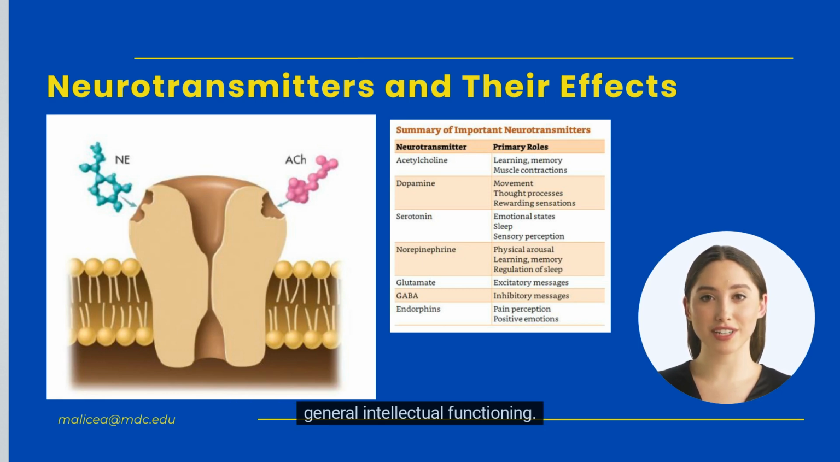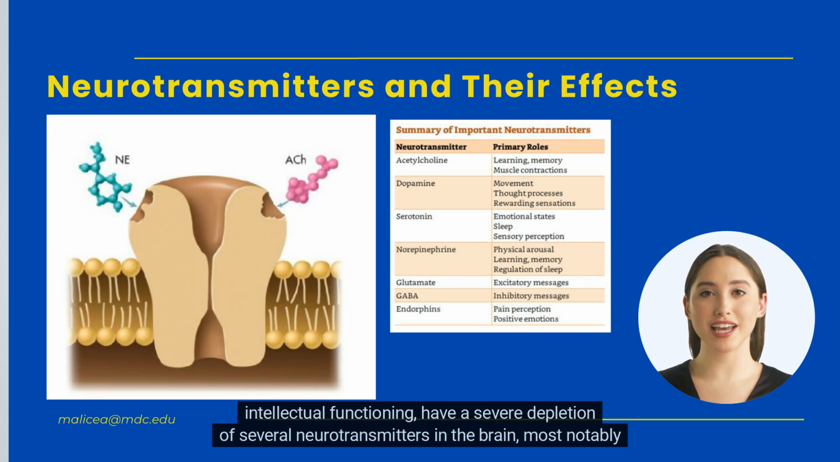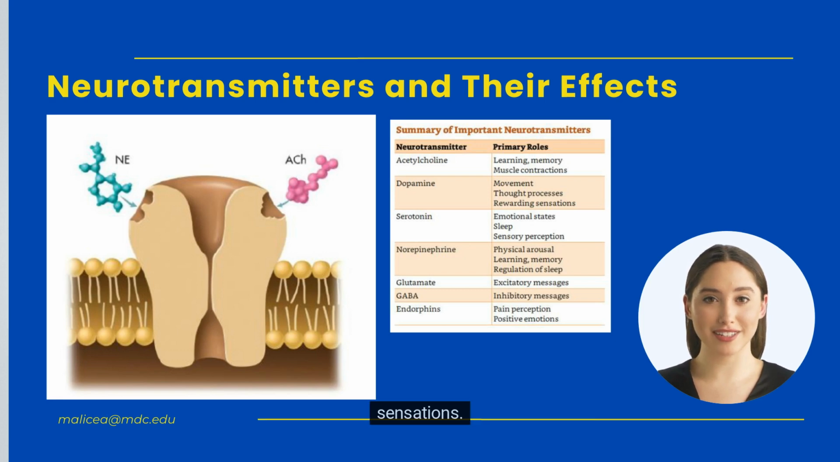People with Alzheimer's disease, which is characterized by progressive loss of memory and deterioration of intellectual functioning, have a severe depletion of several neurotransmitters in the brain, most notably acetylcholine. The neurotransmitter dopamine is involved in movement, attention, learning, and pleasurable or rewarding sensations.